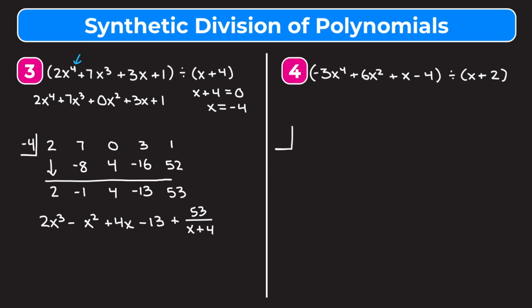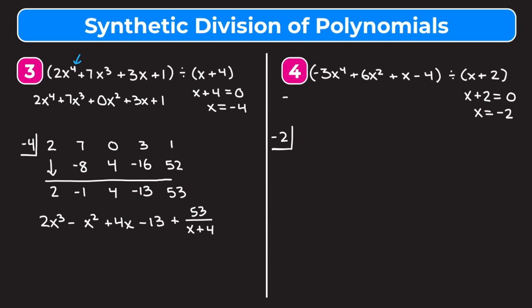So let's draw our box and figure out what goes in it by taking what we're dividing our first polynomial by, setting it equal to 0, and solving. We're going to subtract 2 from both sides to get x equals negative 2. So we're going to put a negative 2 in our box. And now you may notice that we're missing an x cubed term in our original function.